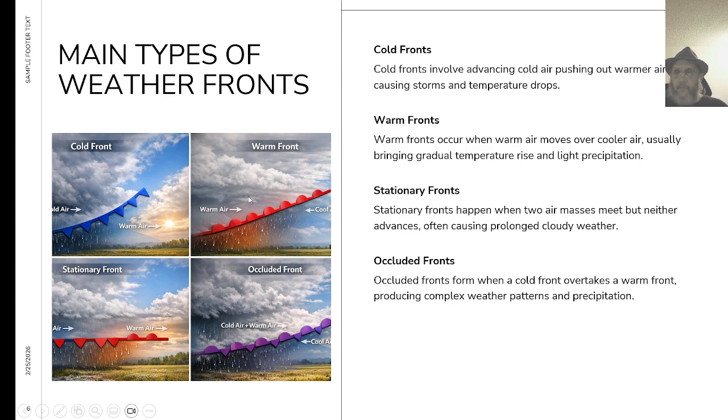occur when warm, moist air moves over cooler air, usually bringing gradual temperature rise and light precipitation. Stationary fronts often happen when two air masses meet but neither advances, often causing prolonged cloudy weather. Occluded fronts form when a cold front overtakes a warm front, producing complex weather patterns and precipitation.